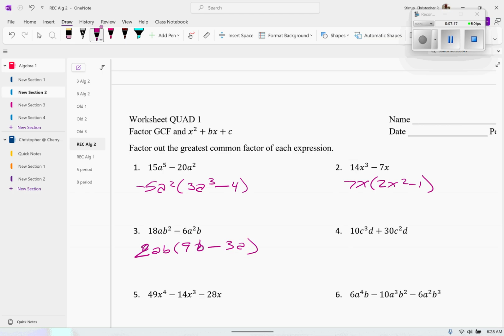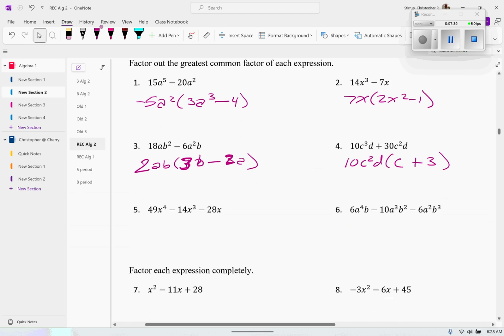Oops, did I do that right? I could have factored a 6 out originally. Make that a 6. And that's going to give me a 3 there, and that's going to give me a 2 there. Okay, we can go ahead and factor a 10c squared d out of everything. That's going to give me a c plus 3.